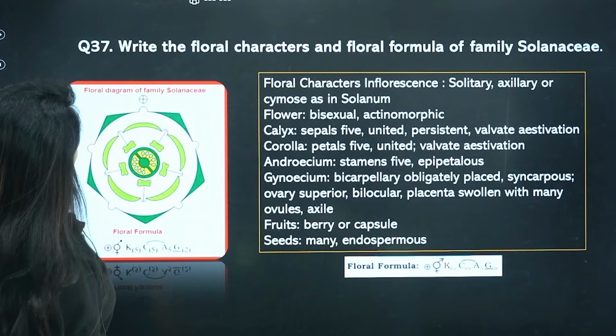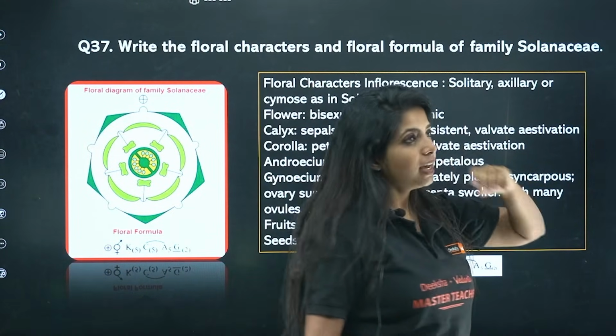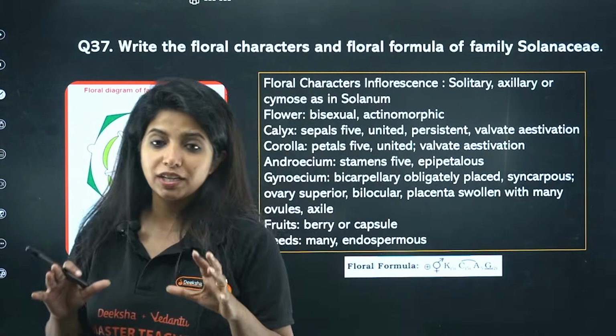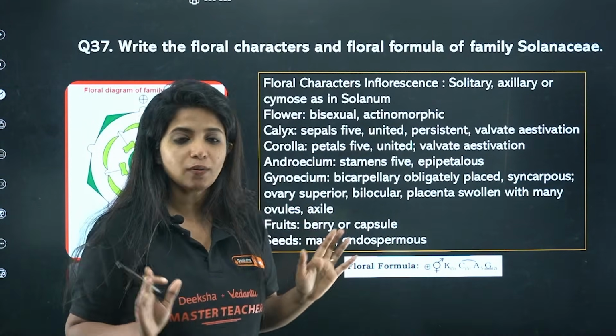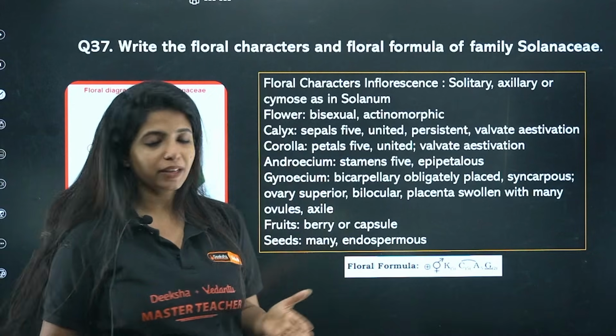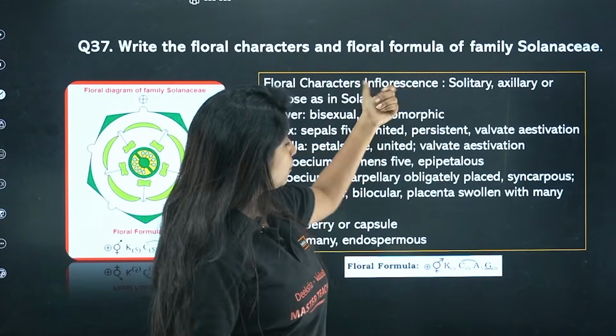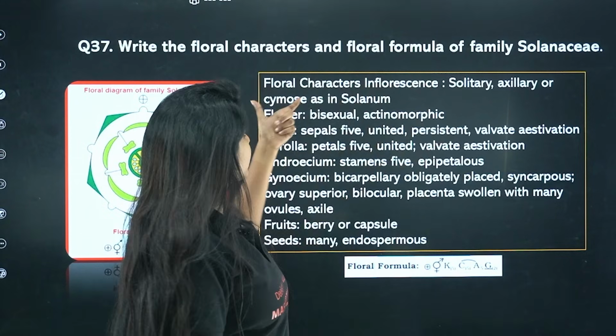Yes. Now the next thing that we have is: write the floral characters and the floral formula of family Solanaceae. So we have to write about Solanaceae. This is the only thing that is given in your 11th book, with the floral diagram and the formula also. So it's going to be easy, just listen to me carefully, okay? Floral characters. Inflorescence: solitary, axillary or cymose as in Solanum.